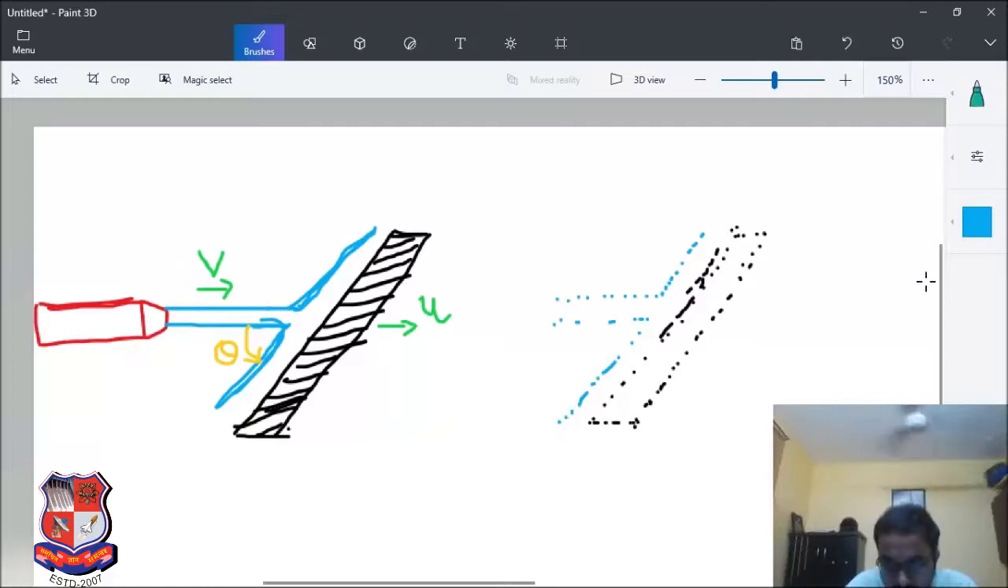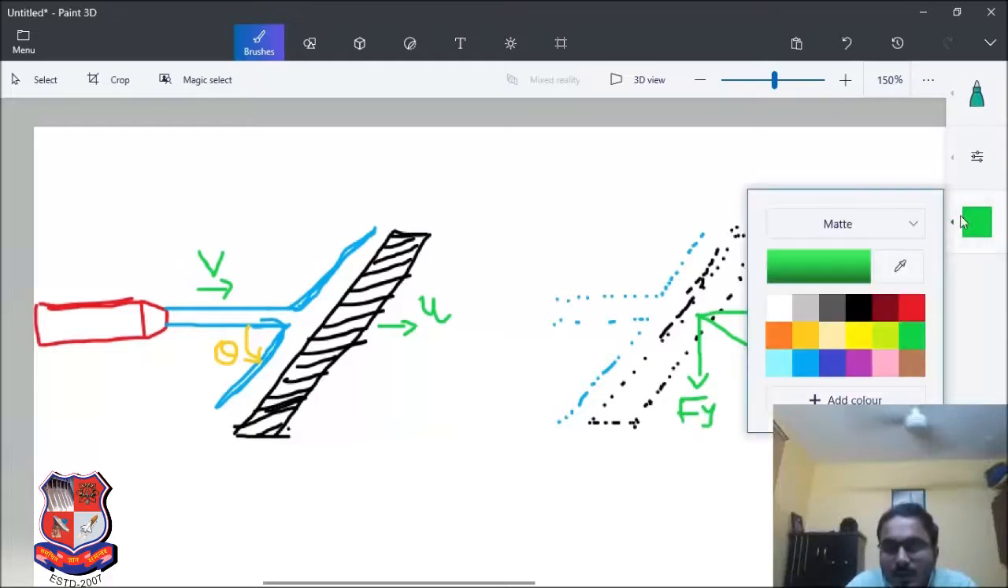So here we will have normal force present here, Fn, the normal force with which the jet is striking the plate, and there will be two other forces. One will be Fx and another will be Fy.